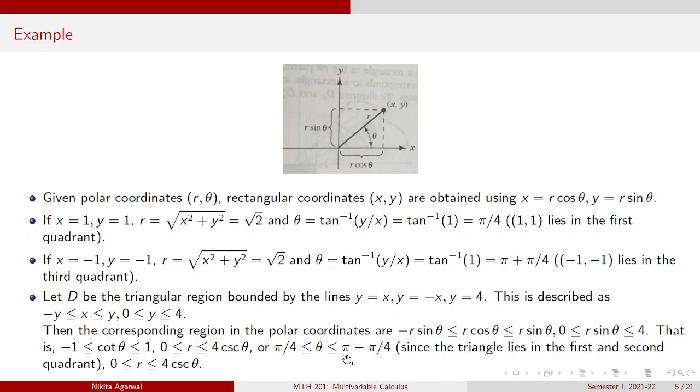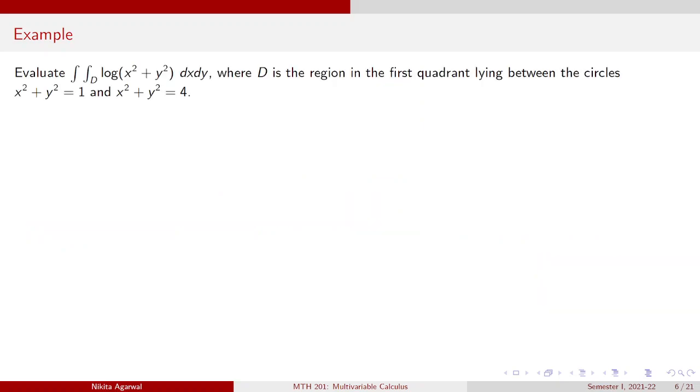And this range is happening because the triangle lies in the first and the second quadrant. So I would like you to draw this picture and see for yourself that this is indeed the case. Okay. And r of course lies between 0 and 4 cosec theta.